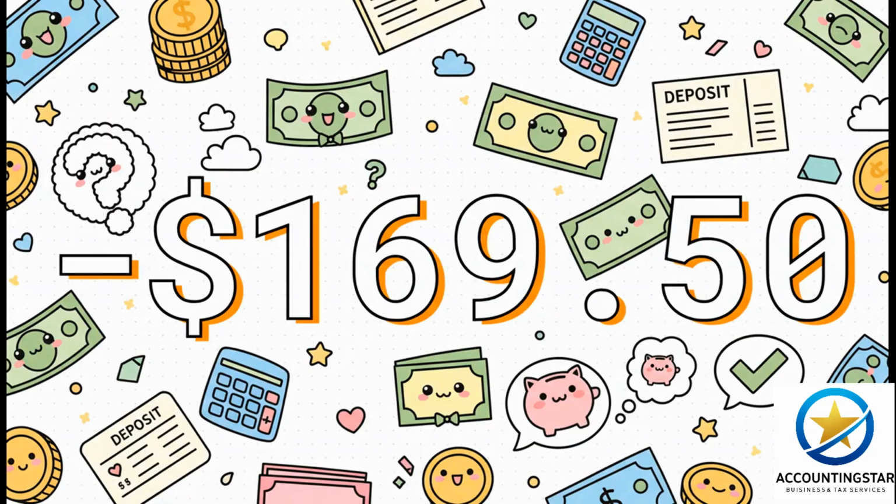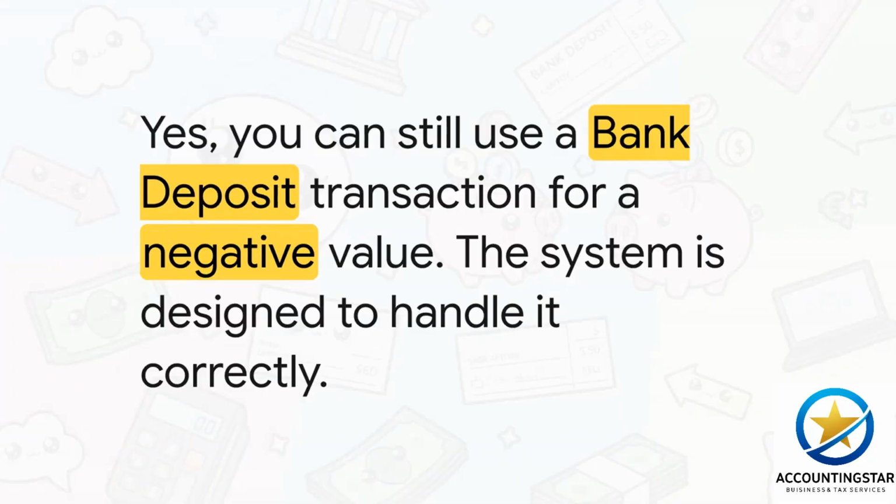It feels like it should break the system, right? But believe it or not, the answer is way simpler than you think. The solution is, you use the exact same tool we've been talking about this whole time, the bank deposit transaction. Yeah, really. QuickBooks is actually built to handle this. All you do is enter your sales on one line as a positive number, and then you enter the returns on another line as a negative number. The system does the math for you and correctly records that negative total. It just works. Pretty cool, huh?